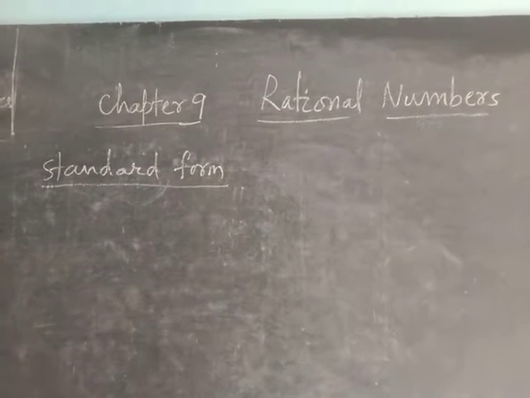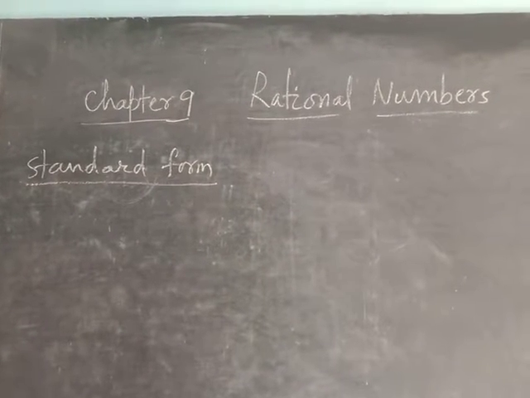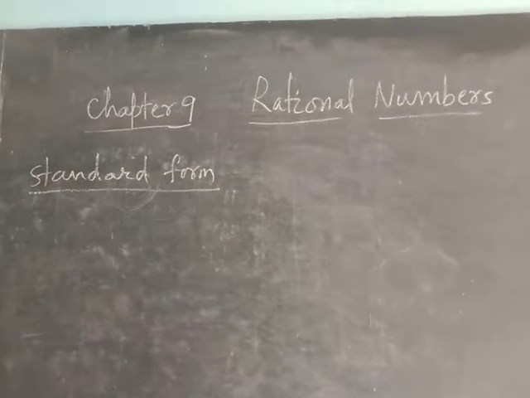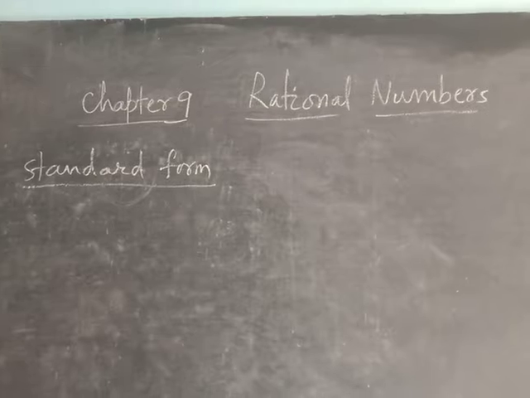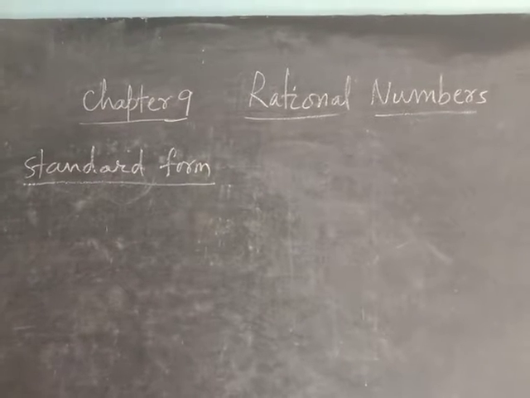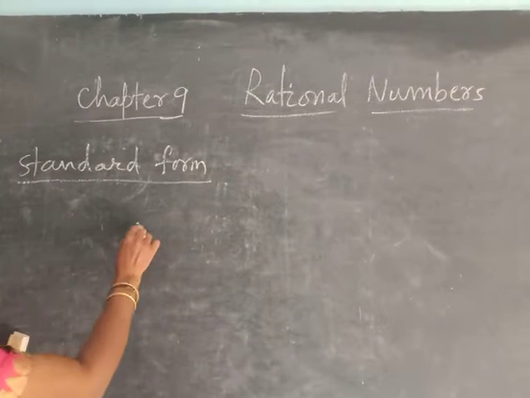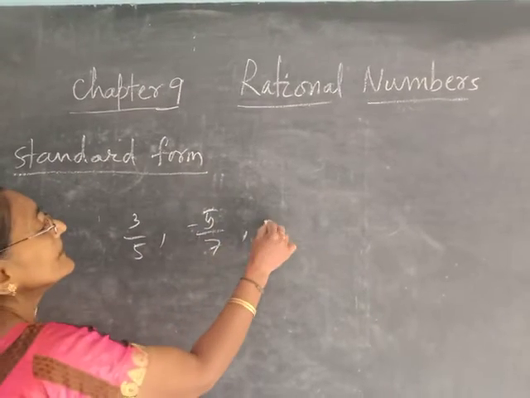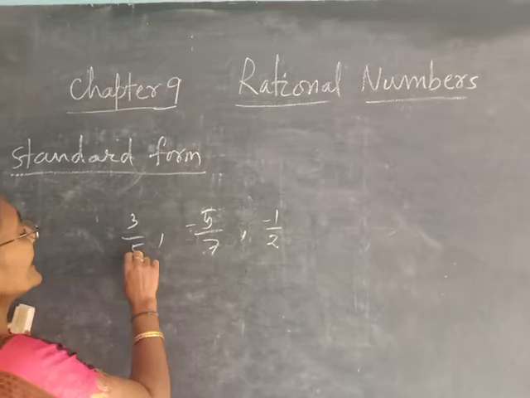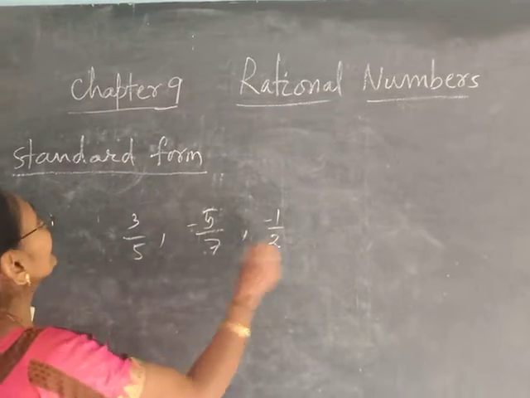I continue my class. Now we will study rational numbers. Our topic is standard form. Rational numbers are in standard form. What is the meaning of standard form? Suppose these numbers are there. These are all called standard form.